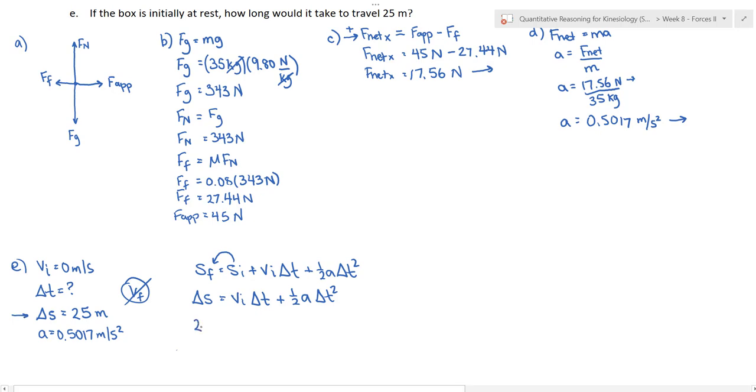Delta s is 25 equals v initial is 0 times delta t, which is what we're looking for, plus 1/2 a, which is 0.5017, and then we have delta t squared. Let's simplify this a little bit. 0 times delta t is just 0. And now we have 1/2 times 0.5017, which is, I typed that in wrong, so I'm going to do it again. 0.5 or 1/2 times 0.5017, which is 0.25085 delta t squared.